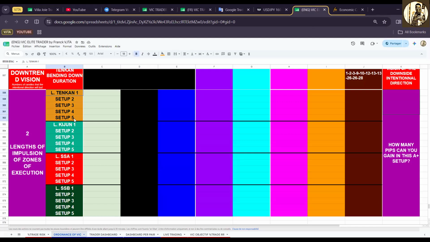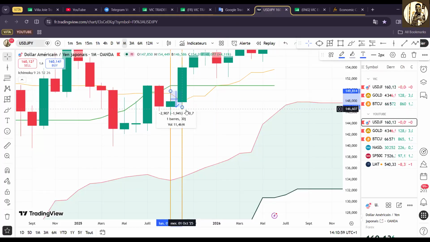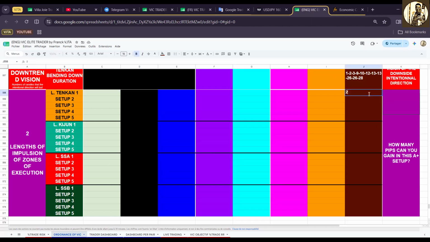And also, okay, I wrote it here: first Tenkan touch, second Tenkan touch, setup 1, setup 2, setup 4, setup 5. So for this small downtrend, we have 290 pips. Those are in pips, all right? 290 pips, you place it like this.